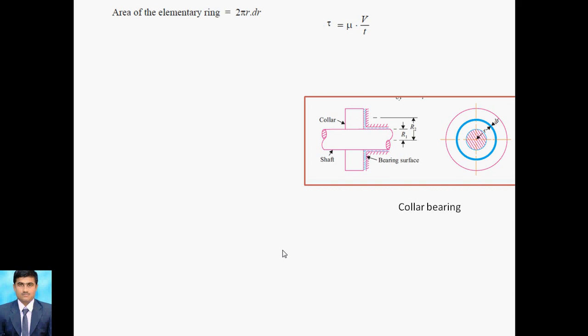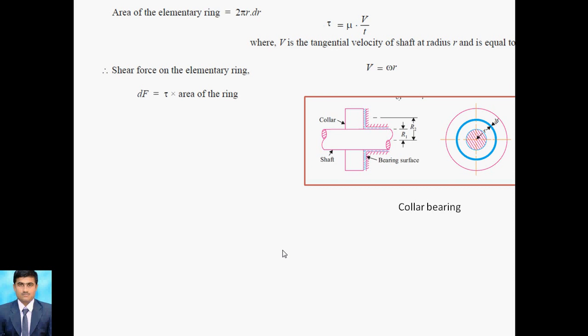Next, the Newtonian fluid law: tau is equal to mu du by dy. Instead of du by dy we can write v upon t, where t is the thickness of the film and v is the velocity. So this is for the thickness of the oil film. As we know, v is nothing but r omega, and the shear force is equal to tau into the area of the ring. So we put the tau value, mu v upon t, into the area of the ring, that is 2 pi r dr.